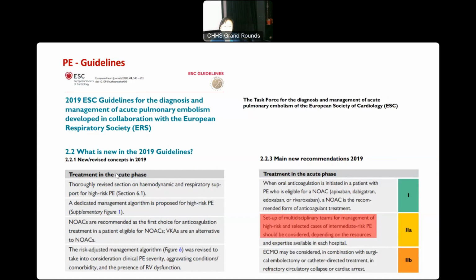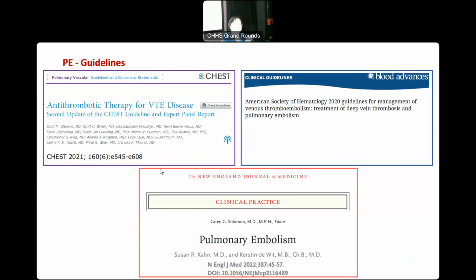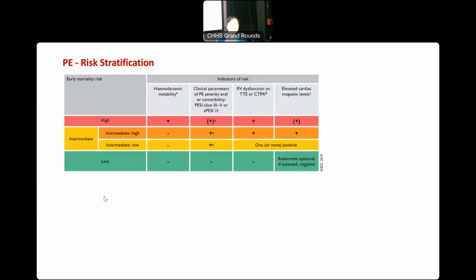Not only that, this is the first guideline to have a very clearly delineated high risk PE and what to do. And you will find that this is the major guideline in CHS, in the American Society of Hematology, as well as a summarized guideline in New England Journal of Medicine. But I'm going to focus on the ESC 2019 guideline because the majority of the content is very similar.